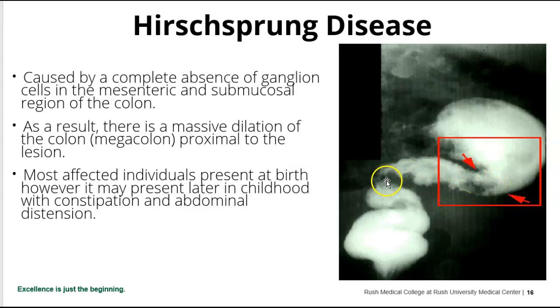And as a result, this becomes kind of atretic. And everything backs up here and it becomes massive. And so they used to consider it like a megacolon proximal to the lesion. Most affected individuals present at birth because they don't pass their first stool, known as meconium. However, they can present later in childhood with chronic constipation and abdominal distension.